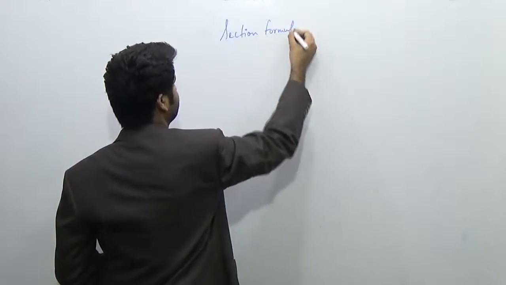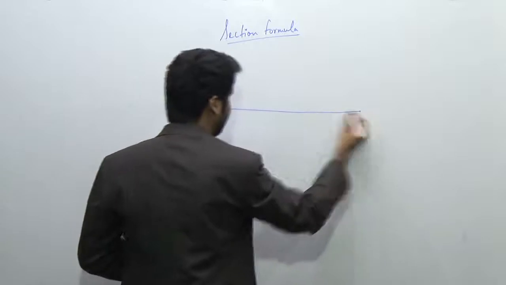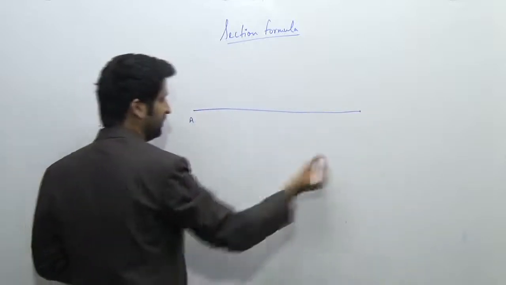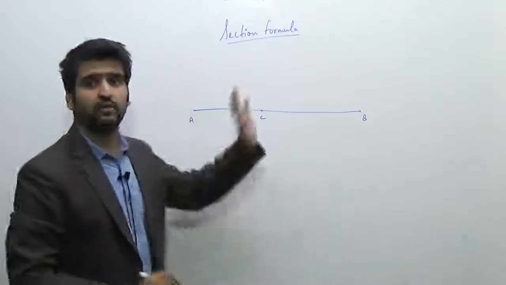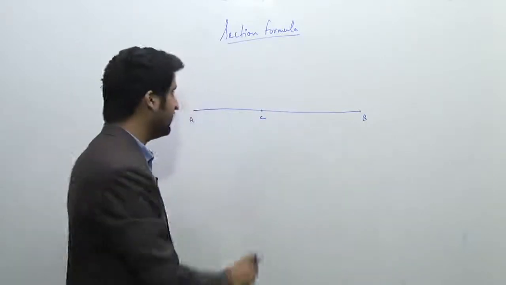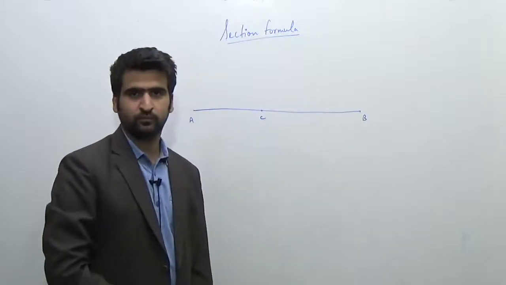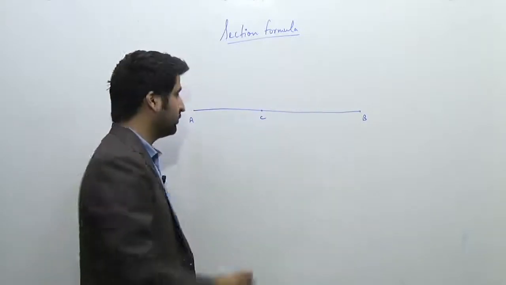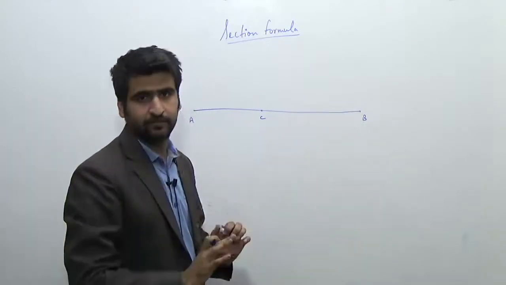Understand what is the meaning of section formula. Let's say I have this line. This is a straight line AB, and there is a point C. On this straight line, I want to calculate the ratio in which this point C cuts the line AB.